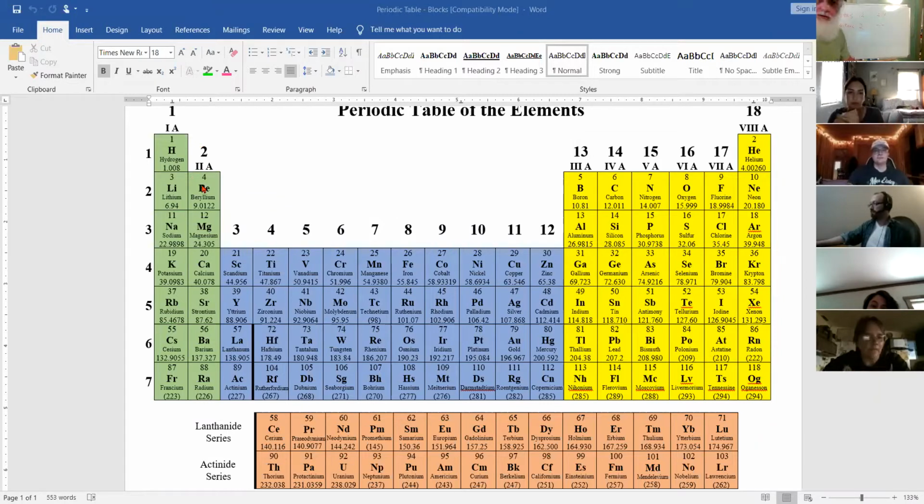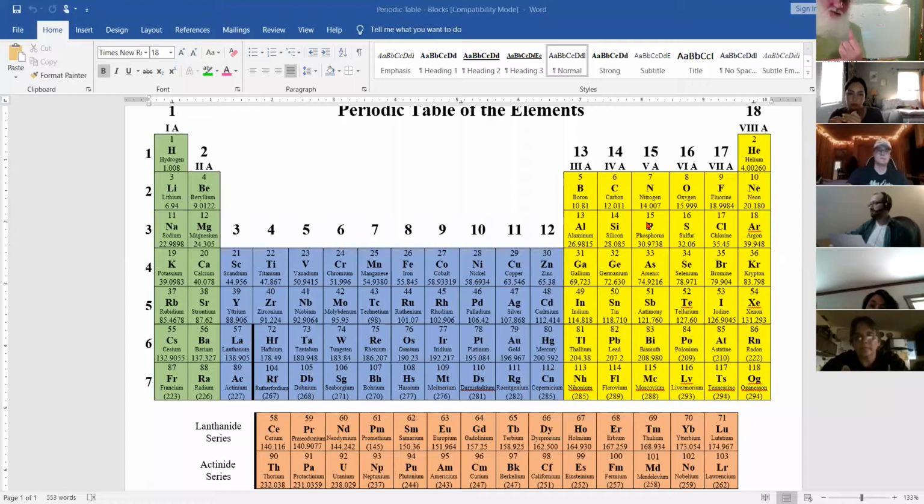Okay? Let's look at number 15 over here in the yellow. I'll tell you what, I'm going to do this one. Again, let's look at how many different questions we should be able to answer right now. What element is it? Phosphorus. What's its atomic number? 15. So that's the first one.